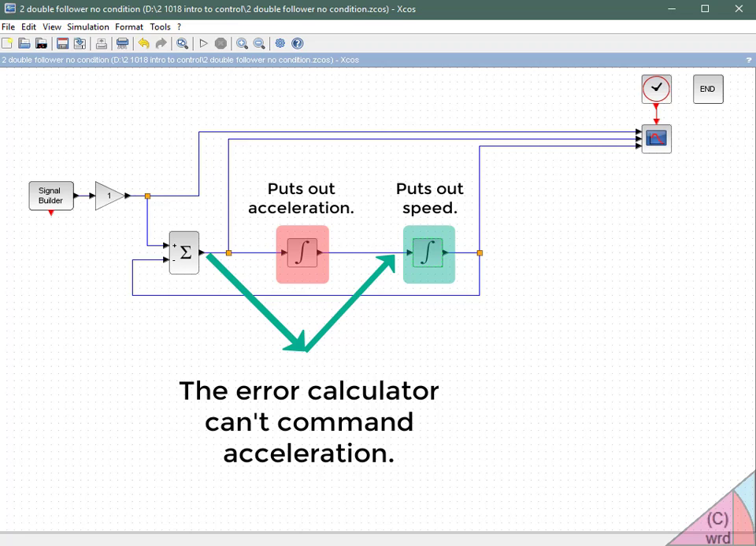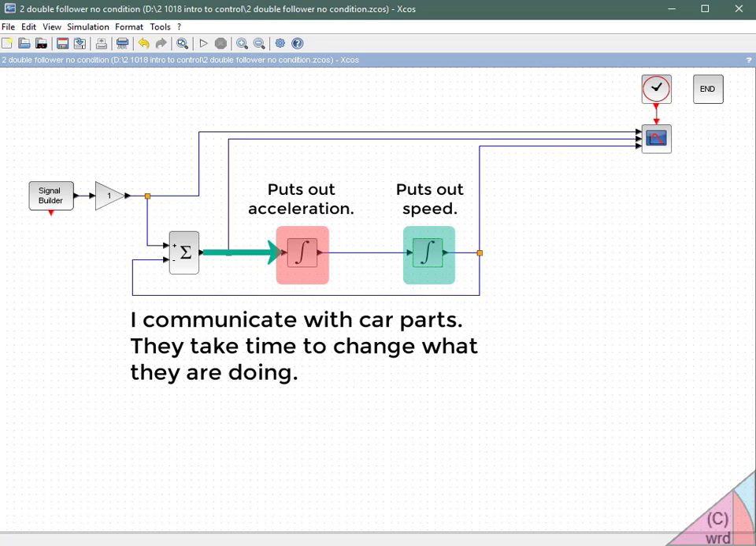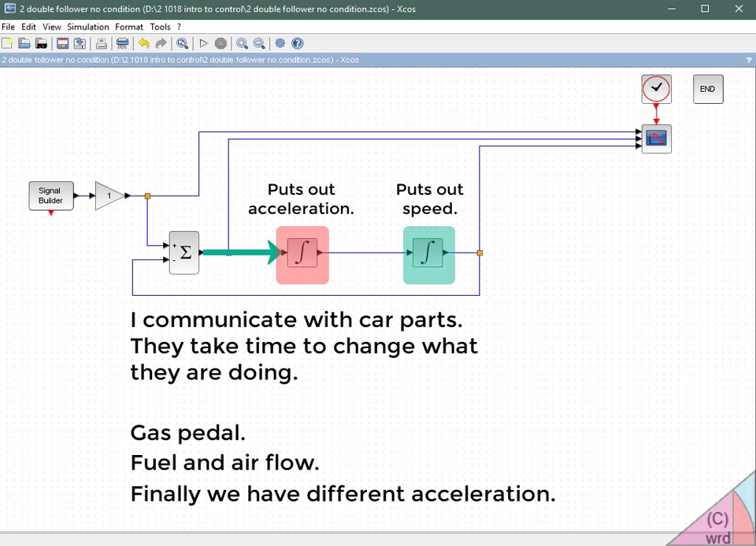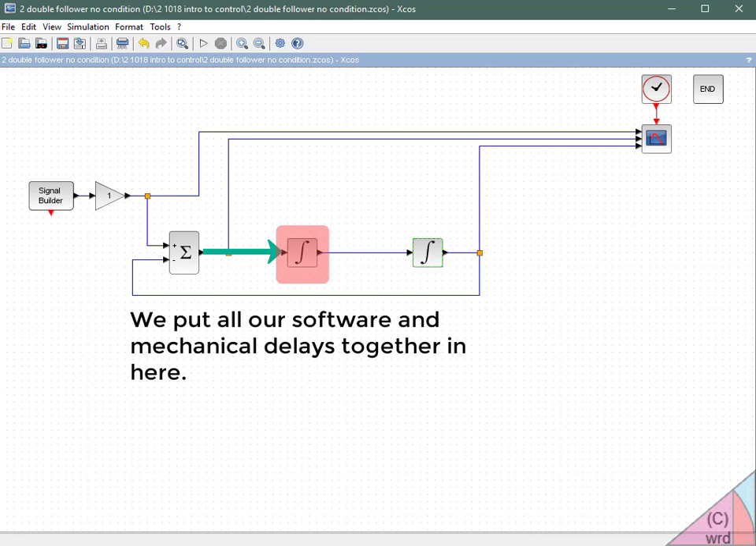If I am the car speed error calculator, I don't get to command acceleration directly. I communicate with the components that eventually get acceleration changed. These include the gas pedal, which takes time to change. Once it has been changed, fuel and air flows begin to change. Eventually there is different acceleration and thus a speed change over time. We will lump all our delays for changing acceleration into one account. Our 2 account outputs are then acceleration, followed by speed.